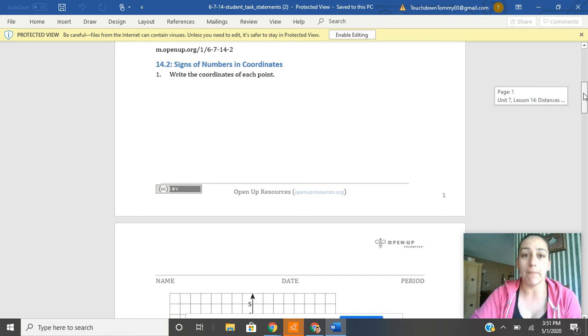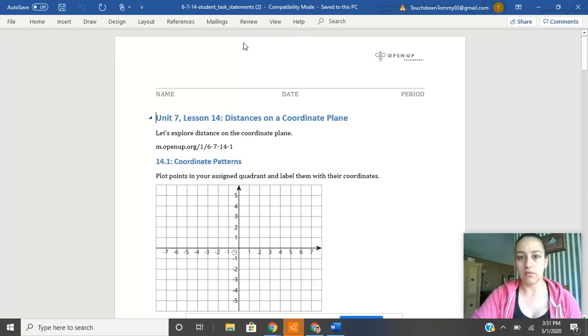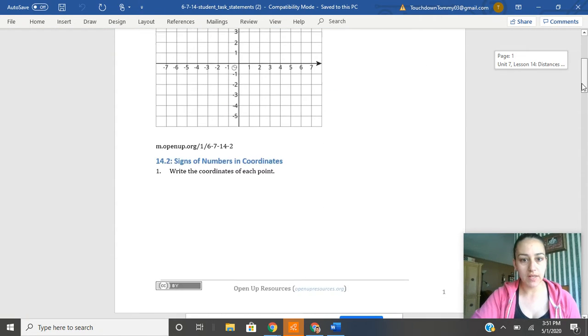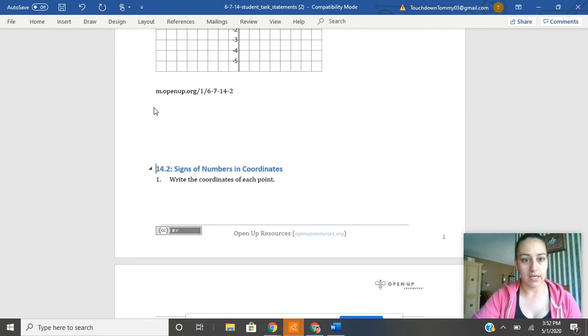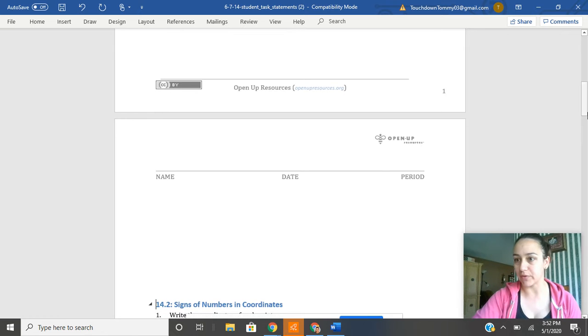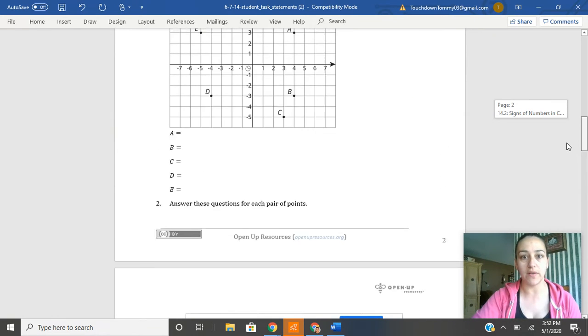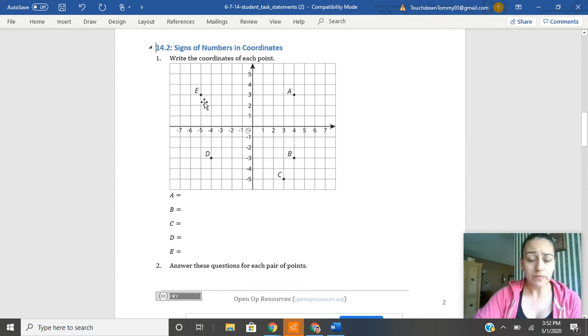So signs of numbers on the coordinates and writing the coordinates of each number is our task here. You'll notice that there is this open-up thing here. That is a link that's going to have a digital tool, so you can give that a try, and it's going to let you drag and drop points on a grid. I'm going to continue to do it on the paper version since that's what you've got in front of you as well. So, all right, we're writing the coordinates of each of these points, or in my case, typing them.